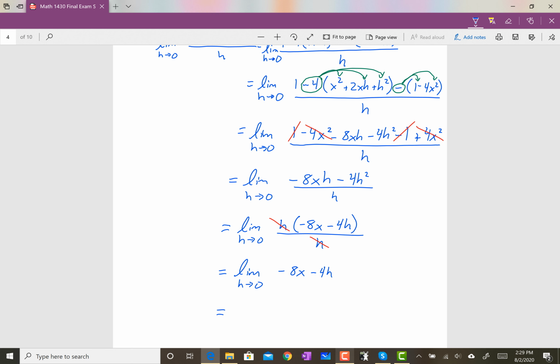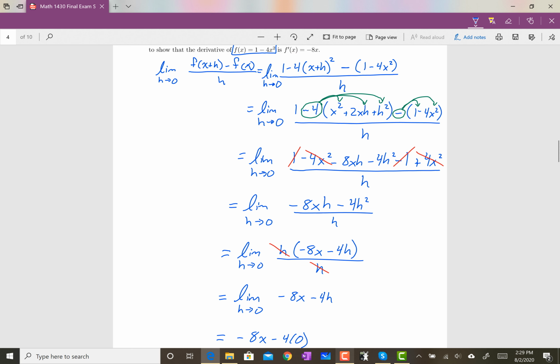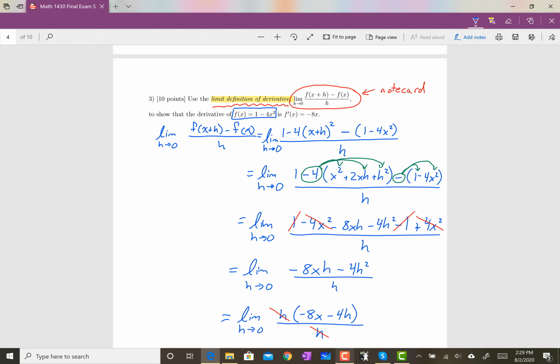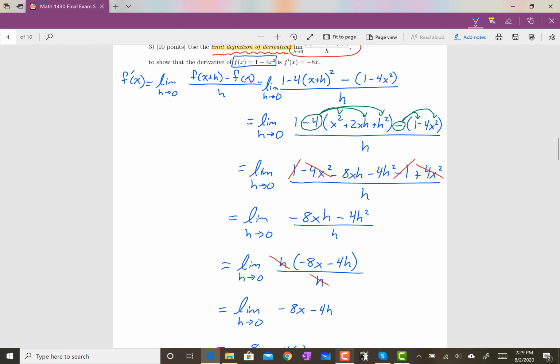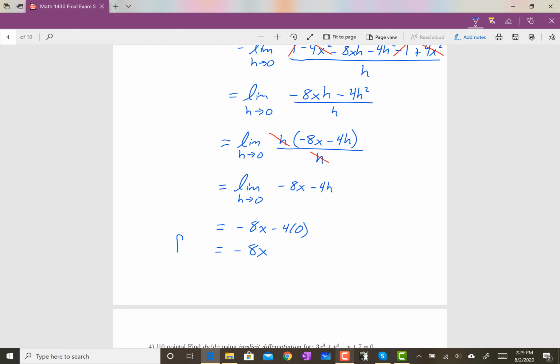So what happens if I plug in 0 now? Well, now if I plug in 0 for h, I don't have to write the limit anymore, and I'll get negative 8x minus 4 times 0, and that will, of course, give me negative 8x. And what is all of this? This was the limit definition for the derivative of my function. So all of this tells me that my derivative, f prime of x, is going to be equal to negative 8x.